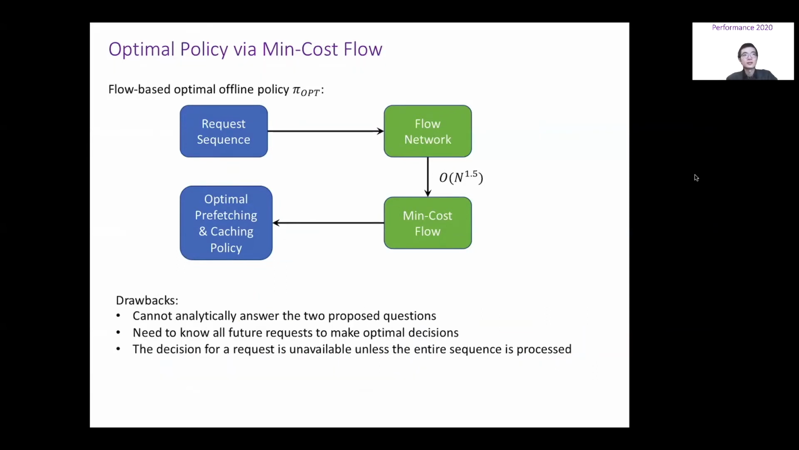You might notice that this flow-based optimal offline policy has some drawbacks. First of all, it cannot analytically answer the two proposed questions. Second, you need to know all future requests to construct the flow network and to make optimal decisions. Furthermore, the decision for a request is unavailable unless the entire sequence is processed. To overcome the drawbacks, we will analytically characterize the properties of the optimal policy, and then using these properties, we will design an effective and efficient approximation policy.